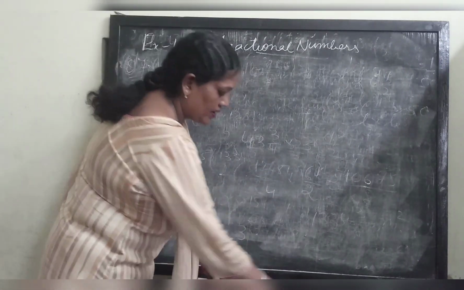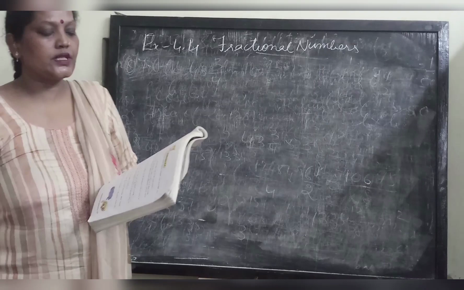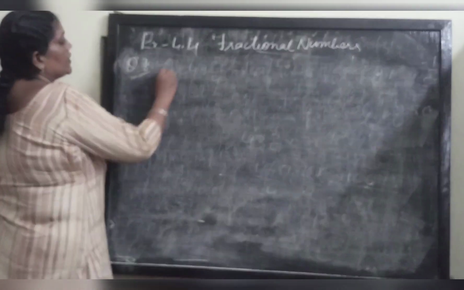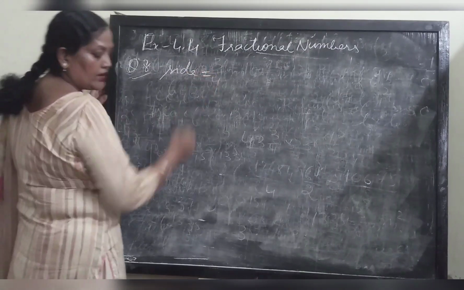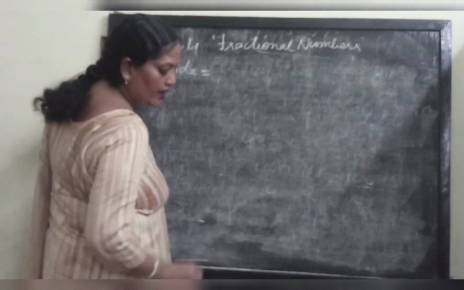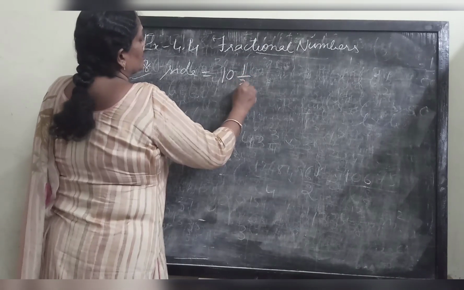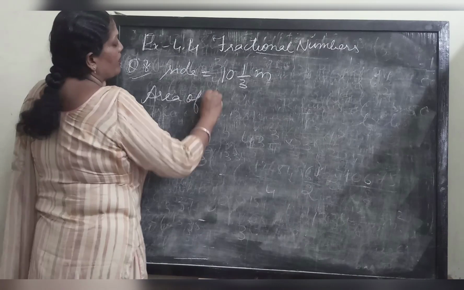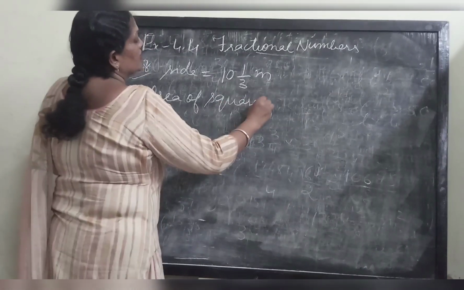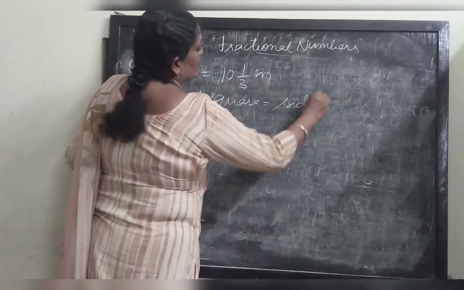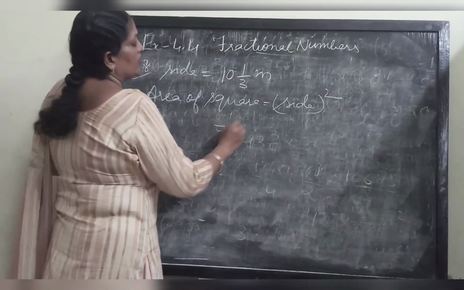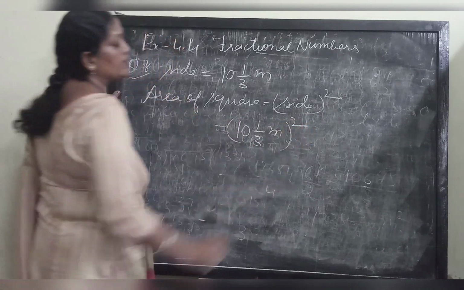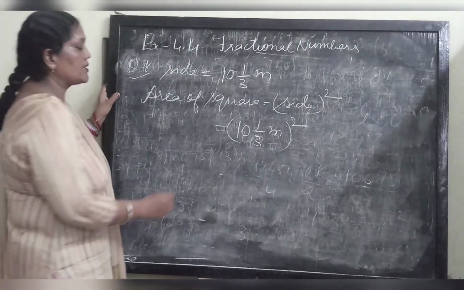Now come to the next question. Find the area of square plot. Now side is given. See students, side of a square is given. How much? 10 1/3 meter. We have to find the area of square. What is the formula for area of square? Side square. Side square means side multiplied by side.